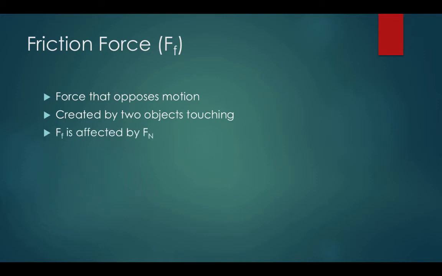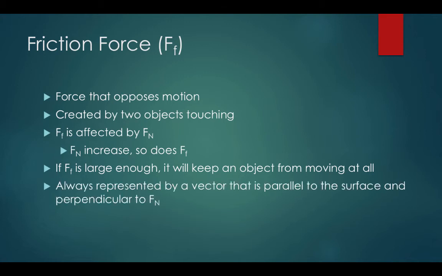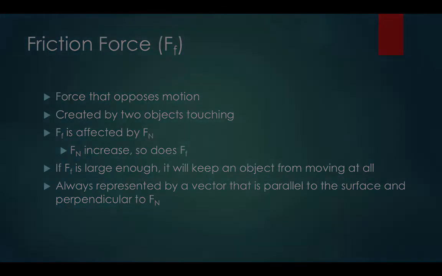Friction force, Ff, is a force that opposes motion. It's created when 2 objects come into contact. Friction force is affected by normal force. As normal force increases, so does friction force. If friction force is large enough, it will keep an object from moving, or make it so that a large applied force is necessary to make it move. It is always represented by a vector that is parallel to the surface and is perpendicular to the normal force.